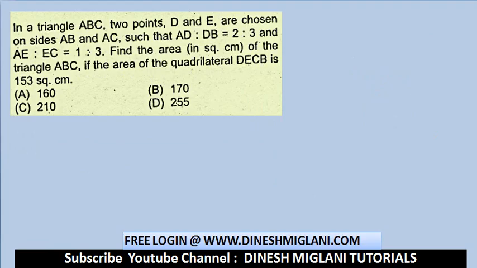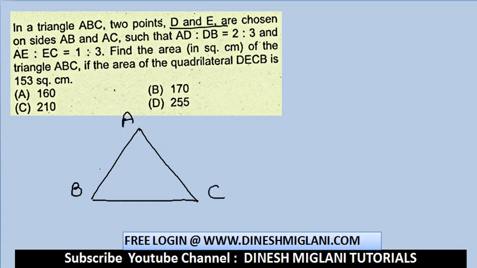Next one is, in a triangle ABC, D and E are points chosen on sides AB and AC. Let us make a triangle. This triangle is made, ABC, right? We have taken D and E as 2 points on AB and AC. It is given that AD is to DB 2:3, AE is to EC 1:3. The question is, find the area of the triangle ABC to the quadrilateral DECB. Okay, that area we have to find out.